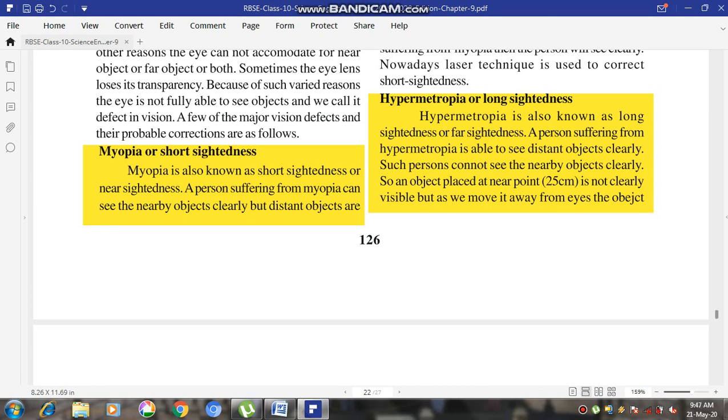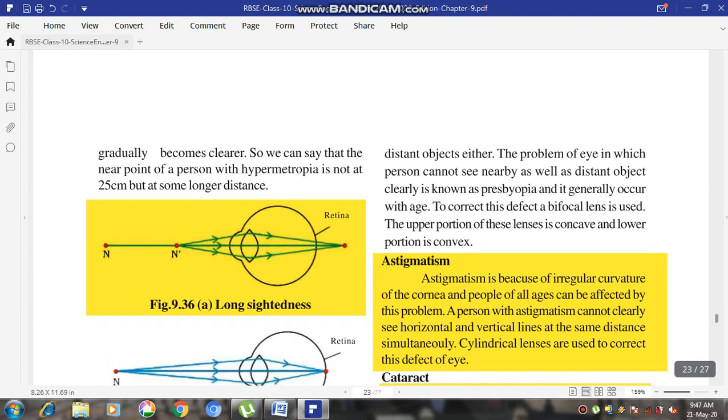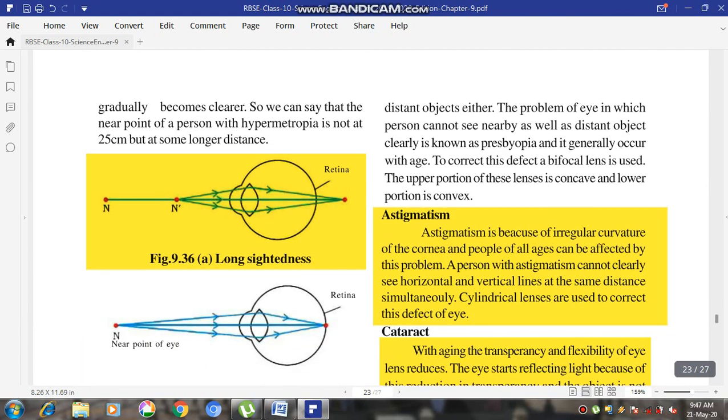An object placed at the near point of 25 centimeters is not clearly visible, but if we move it away from the eye, they can see it clearly. So that is long-sightedness, with a convex lens as usual in our eye. The image forms behind the retina. In long-sightedness, why can we not see the nearby object? Because the image forms behind the retina; that red point is situated behind the retina.